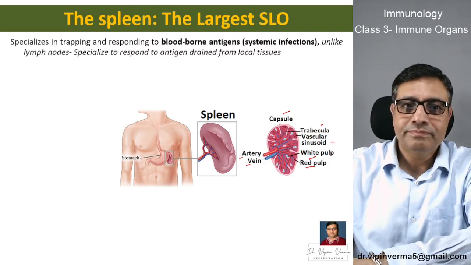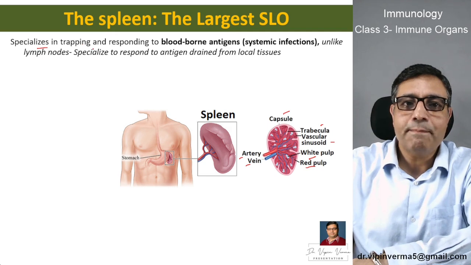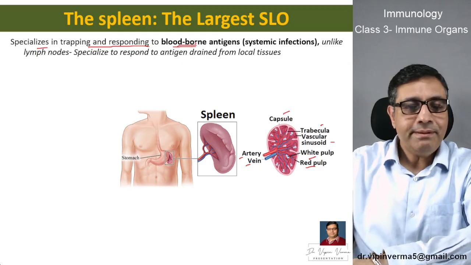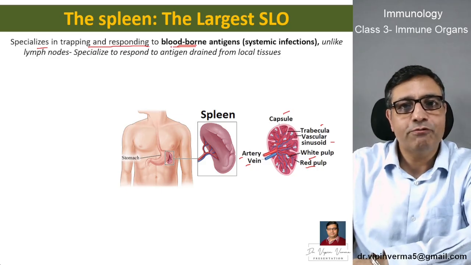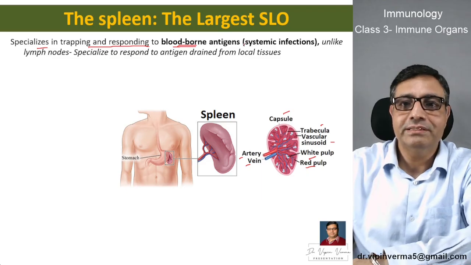The spleen is a very important organ. The spleen specializes in trapping and responding to blood-borne antigens, not tissue-borne, but blood-borne. While our lymph nodes are specialized for tissue-borne infection. So the spleen is for blood-borne antigens.